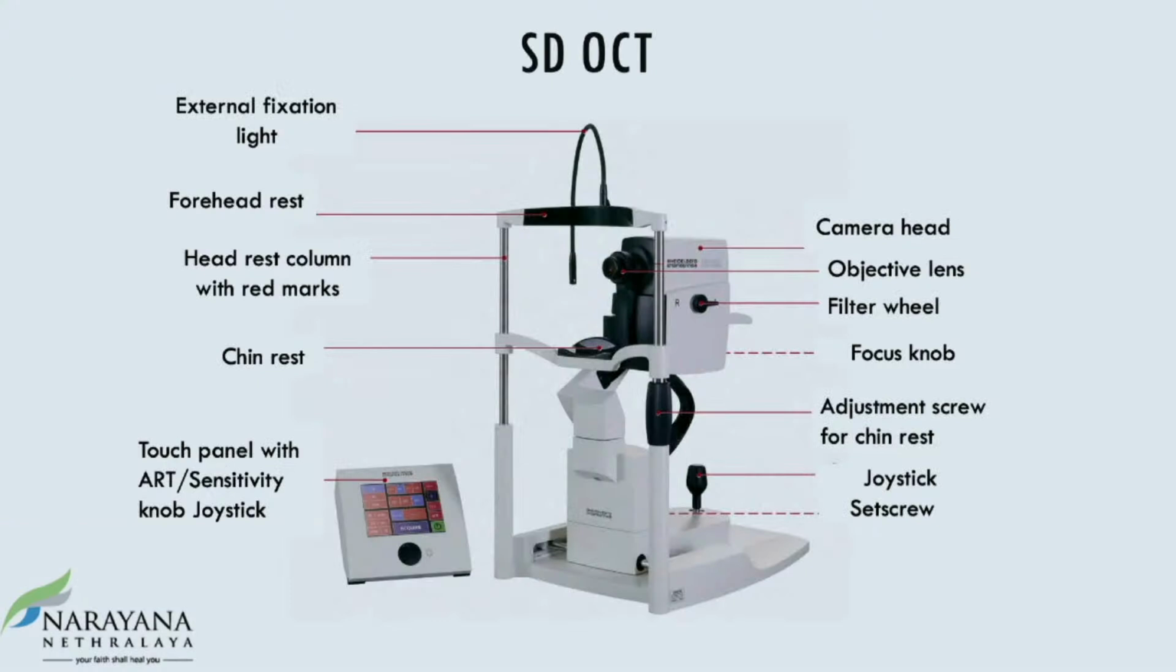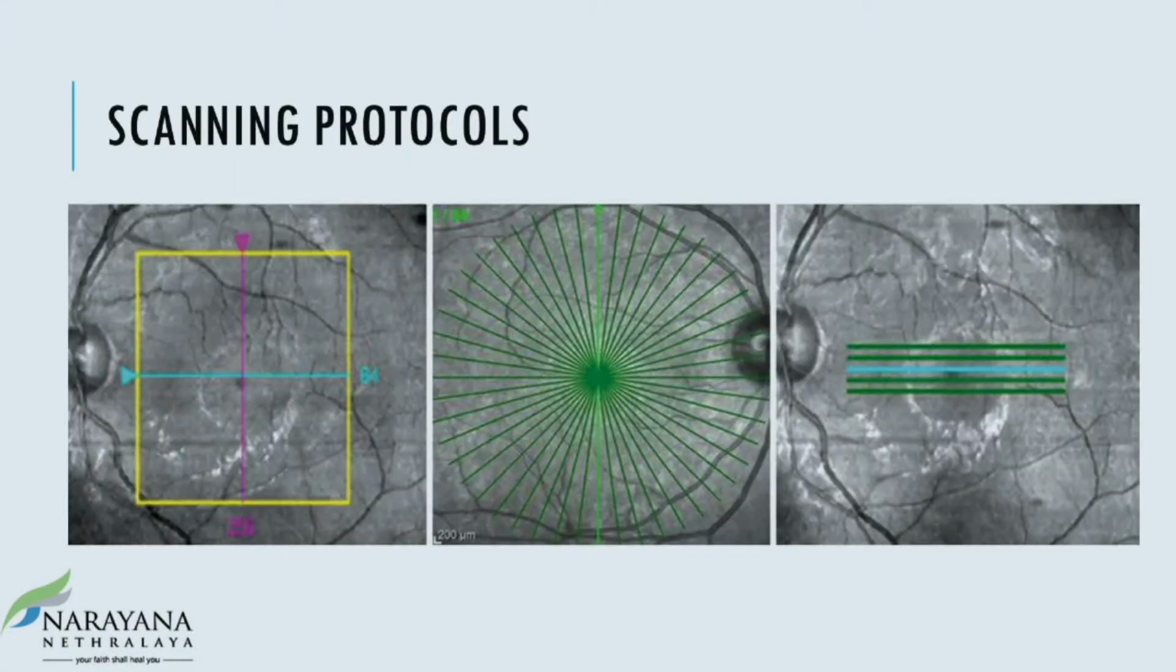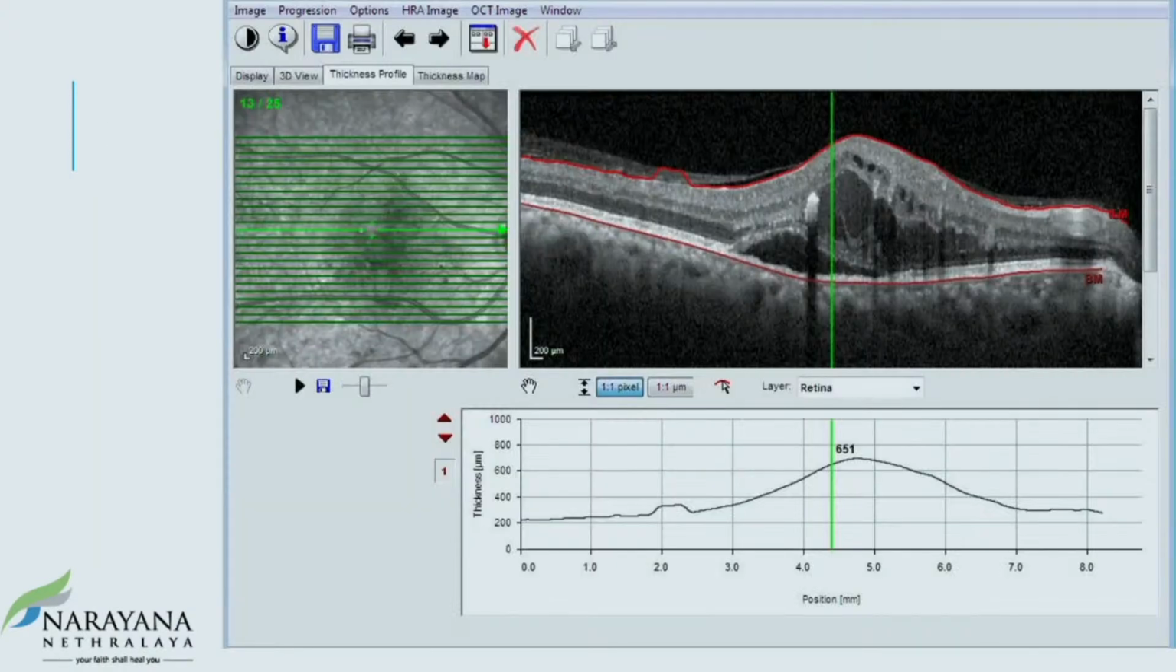So this is the device that I have at my center, and most of the images would be from this. This is a Spectralis device. They have different scanning protocols. You will have rasters, you will have line scans. So all of them help in getting either better resolution or actually to locate the pathology in that particular patient.